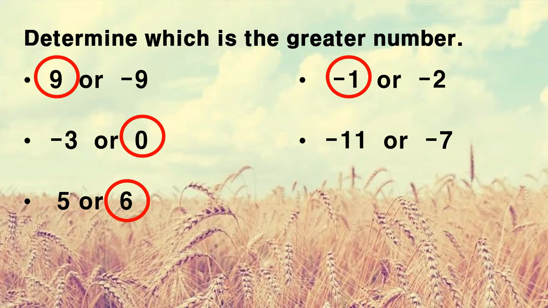Okay, next we got negative 11 or negative 7. So this is also the same thing. When we compare the numbers on the number line, negative 7 is more to the right side when we compare to negative 11, isn't it?